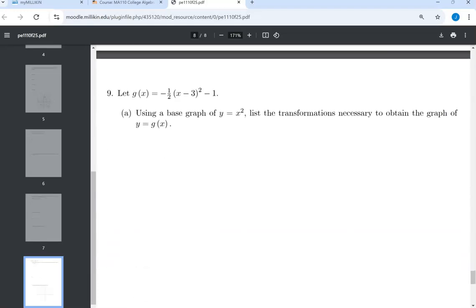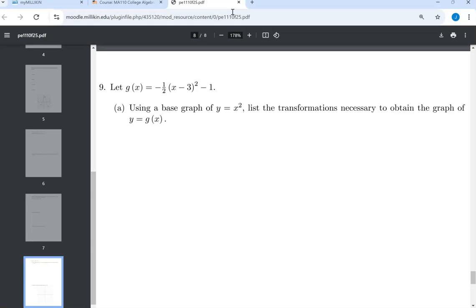And then finally, this last part's just the transformations like we were just doing. So what transformations do you see here? This negative sign would flip it over the x-axis, the 1/2 compresses vertically, the -3 is right 3, the -1 is down 1. Yeah, good.